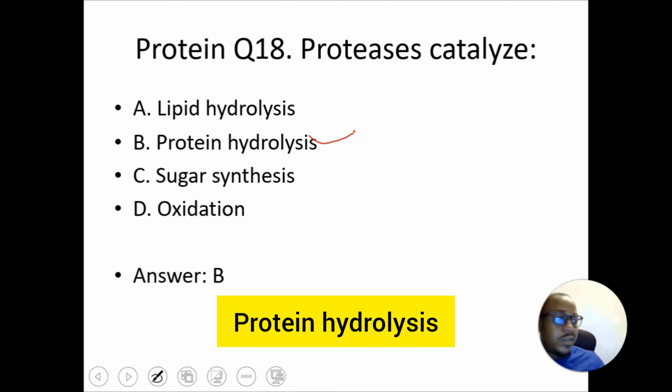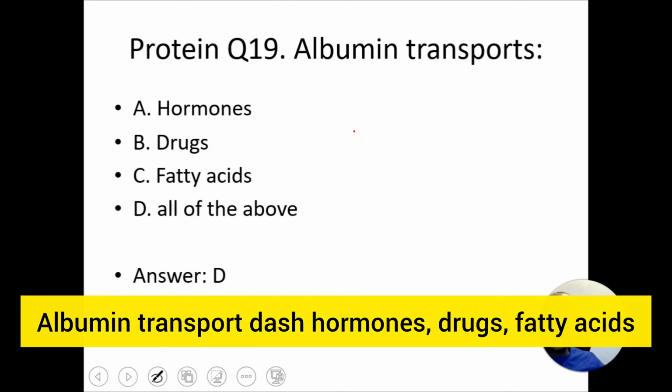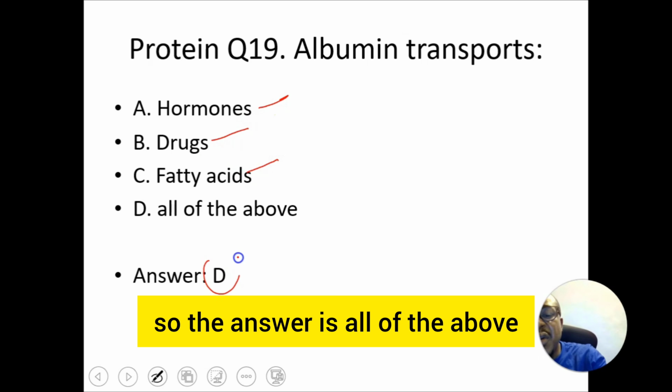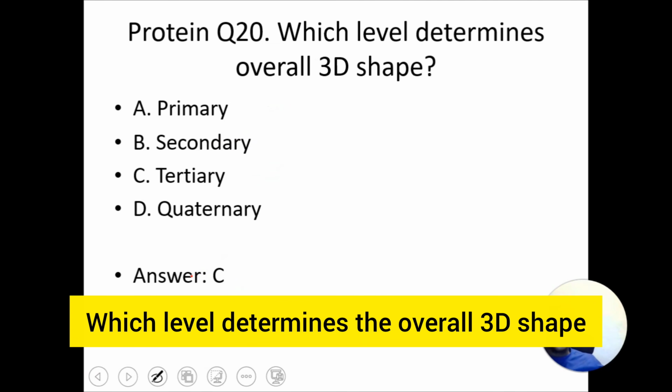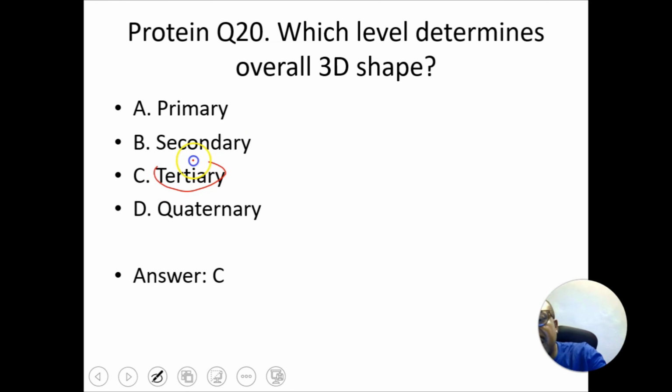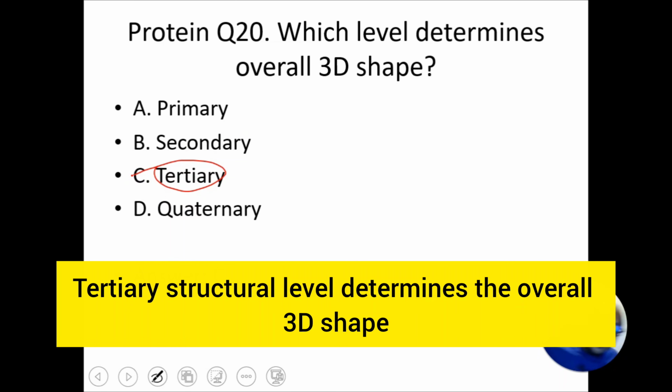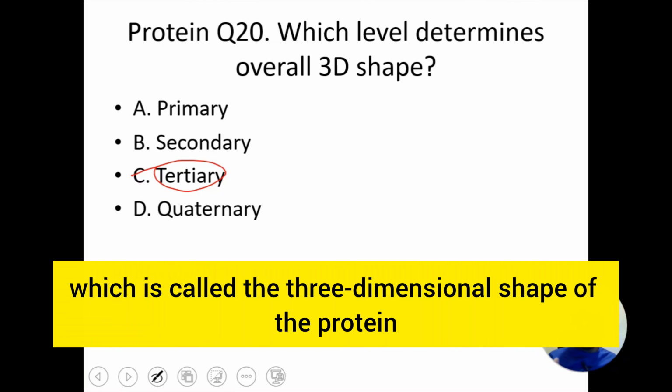Albumin transports hormones, drugs, fatty acids. So the answer is all of the above. Which level determines the overall 3D shape? Tertiary. The tertiary structural level determines the overall three-dimensional shape of a protein.